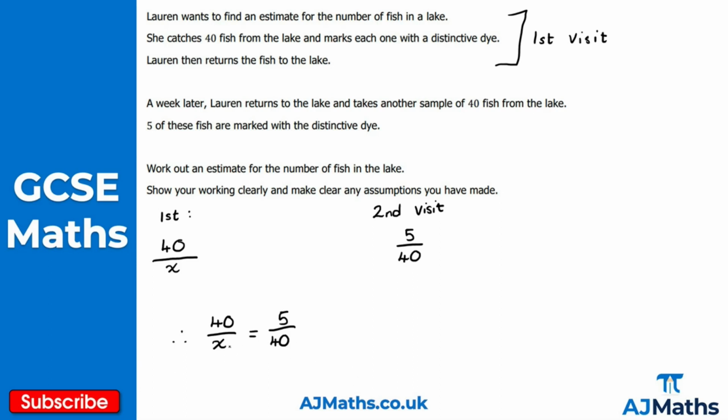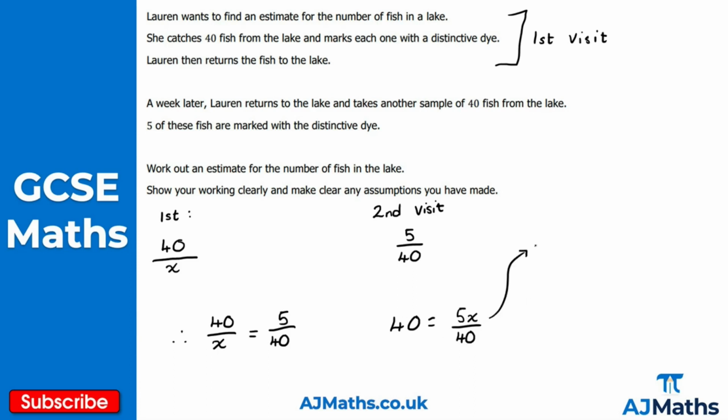So the first thing I'm going to do here is multiply both sides of this equation by X, and I'll get rid of this denominator of X. So therefore I'm going to get 40 is equal to 5X over 40, or you can say 5 over 40 X. Now, again, we're just looking to rearrange for X and make X the subject. So what I need to do now is times through by this 40, get rid of this denominator, and then we need to divide by 5. And that will leave us with X as the subject. So like I said, we're going to times by 40 and then divide by 5.